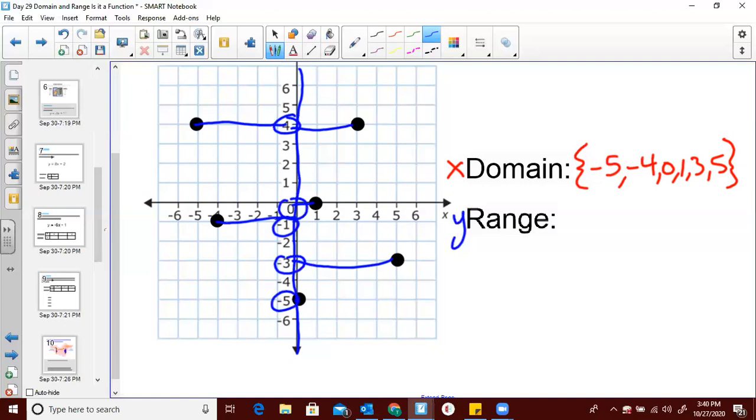So here my range, remember I like to go from least to greatest. So that would be -5, -3. Check them off as we go. -1, 0, check them off as we go. And then 4. Now I realize that I have 2 points going to 4, but we do not have to write 4 twice. We can just write it one time and that is good to go. So again, our domain is going to be our x values and our range is going to be our y values.